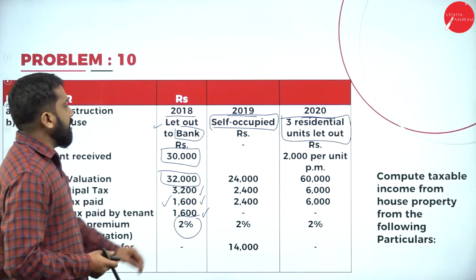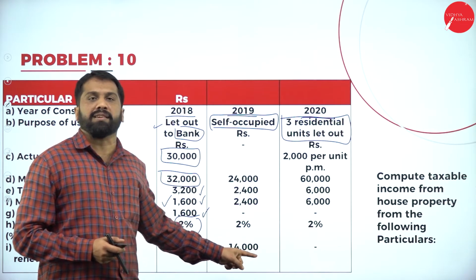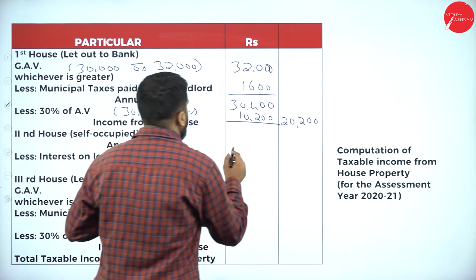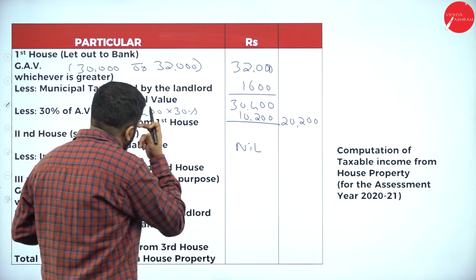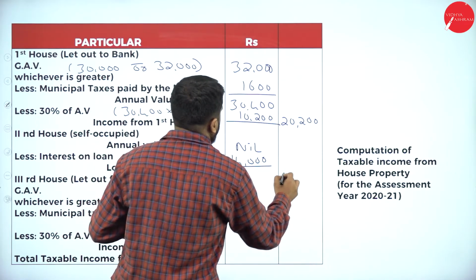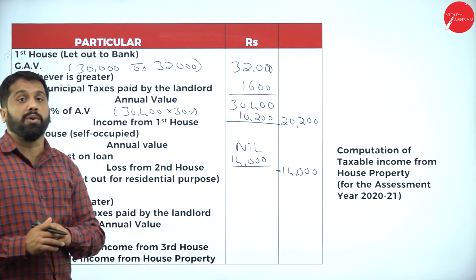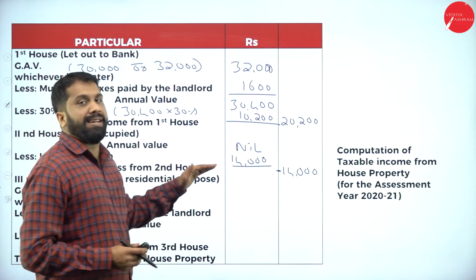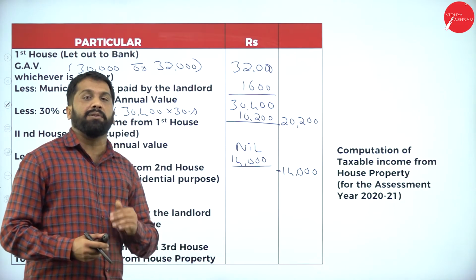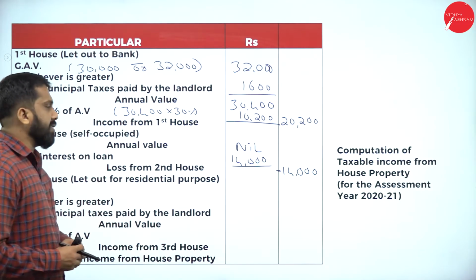Yes. Now, house 2 is easy to calculate because it is self-occupied. If it is self-occupied, except interest, we will not consider anything. Your net annual value is nil. Your loan interest is 14,000 and your loss from house is 14,000. Any doubt? No doubt. Because it is self-occupied, it is easy for calculation. Directly we can go for nil as net annual value and later we can go for your interest part. Now, we'll go for your third house.